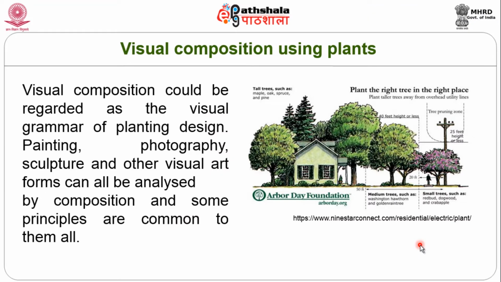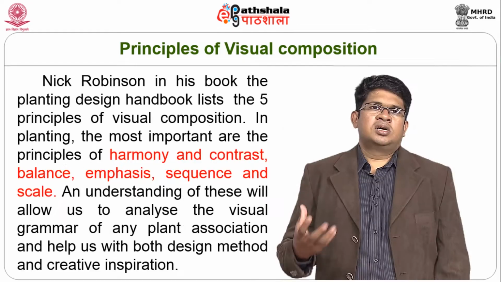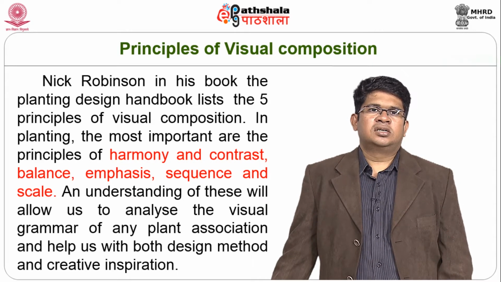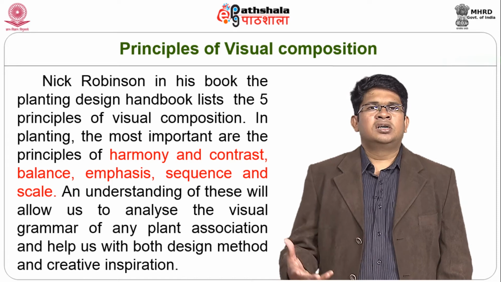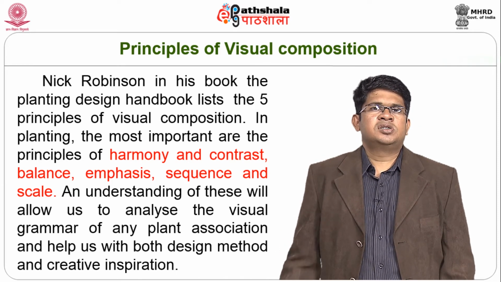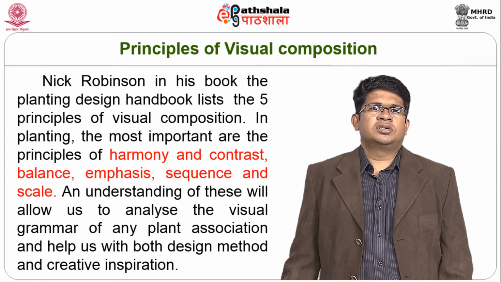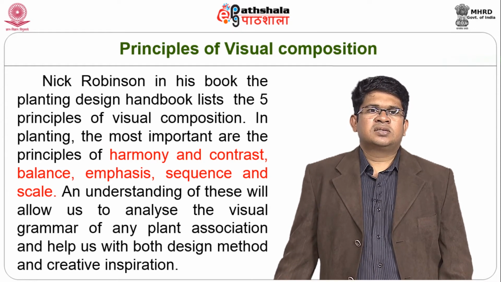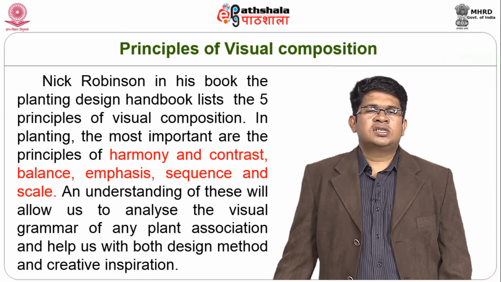And so, we would see a lot of similarities, a lot of overlaps, a lot of common ideas that are applicable across various differences. This is what Nick Robinson has done in his book Planting Design Handbook, where he lists different kinds of principles of visual composition, like harmony and contrast, balance, emphasis, sequence and scale.